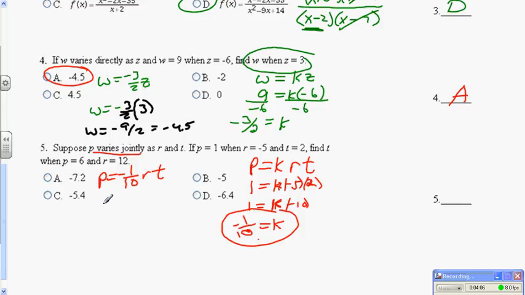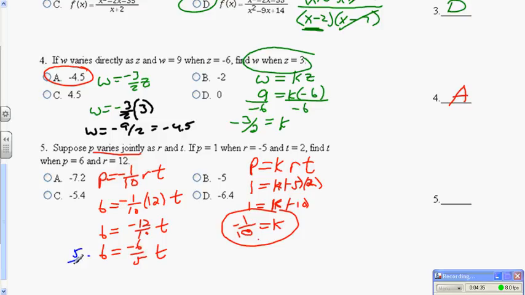So find T when P is 6, R is 12, and solve for T. So 6 equals -12/10 T, which reduces to -6/5 T. And dividing by a fraction is the same as multiplying by its reciprocal. So T is equal to -5.